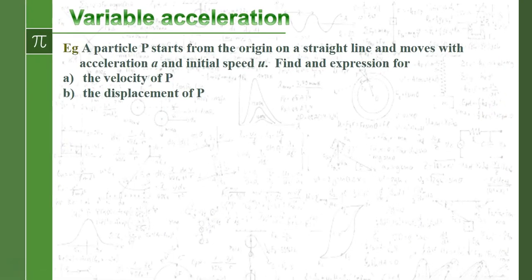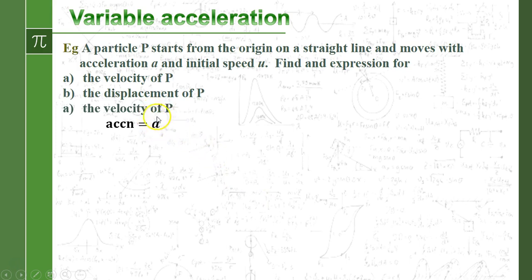And the final bit we've got to do here is just a more general example. So what we've got is particle P starts from the origin, moves with acceleration that's a, and initial speed that is u. Okay, so that's all we're given. So we've got to find the expression for the velocity. Okay, so if we're going to find the velocity, we know the acceleration is a. So in order to get to the velocity from there, we've got to integrate.